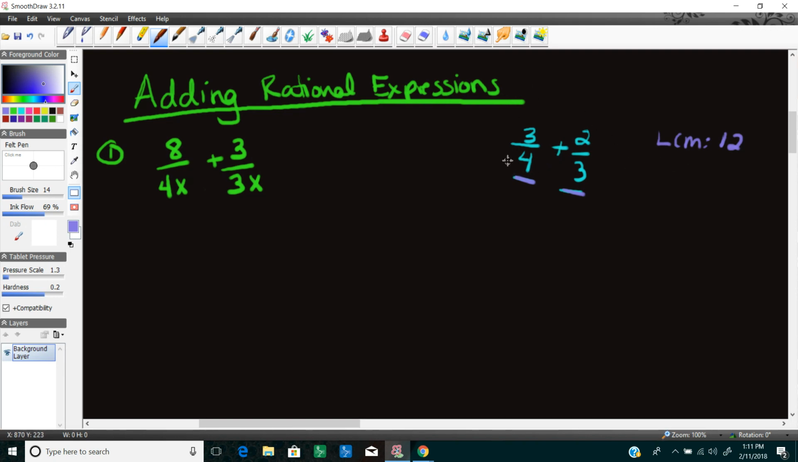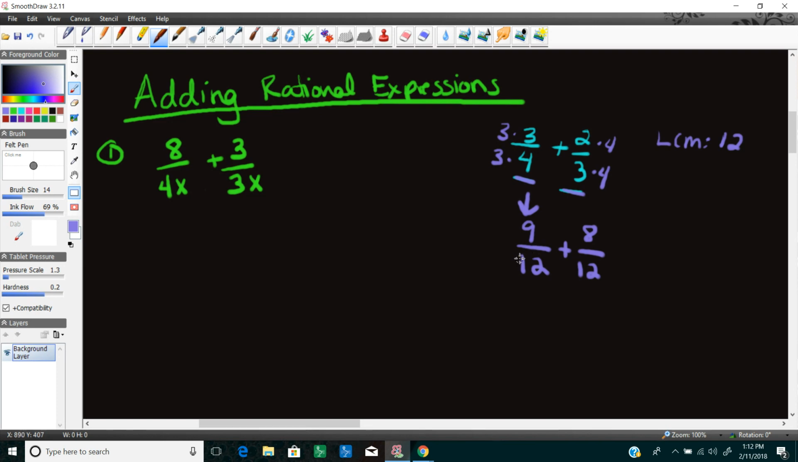I know 4 times 3 is 12. But since I multiply the bottom, I have to multiply the top as well. And on this side, I know that 3 times 4 is 12. Same thing here, I have to multiply the top. So doing this multiplication gives me 3 times 3 is 9, 3 times 4 is 12, plus 2 times 4 is 8, and again 3 times 4 is 12.